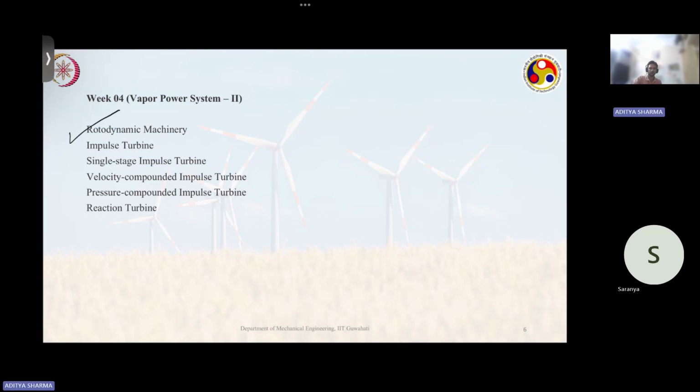So there are broadly two types of turbines. One is your impulse turbine and one is your reaction turbine. And what is the difference here? We will see the difference by means of a diagram. In your turbines, there are compoundings also. So first, let's see.